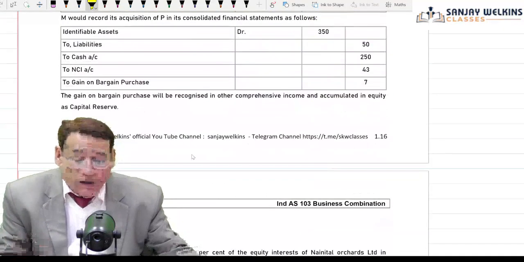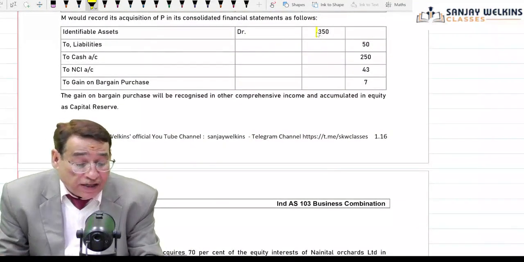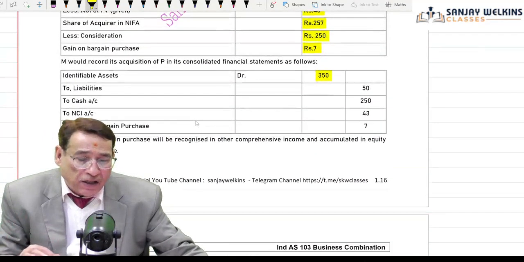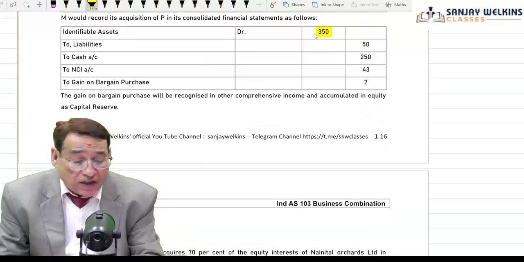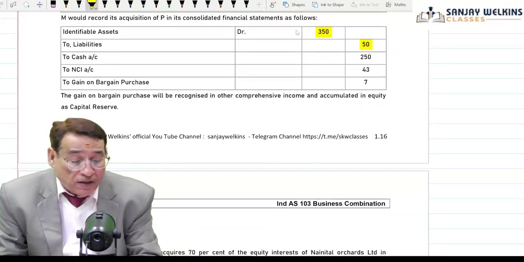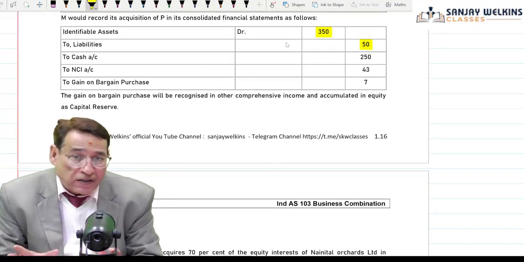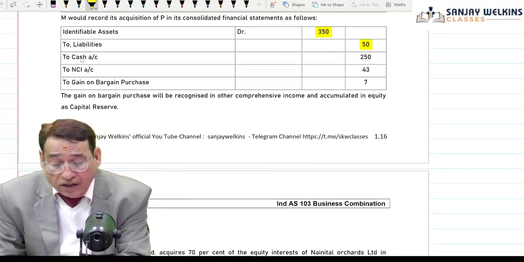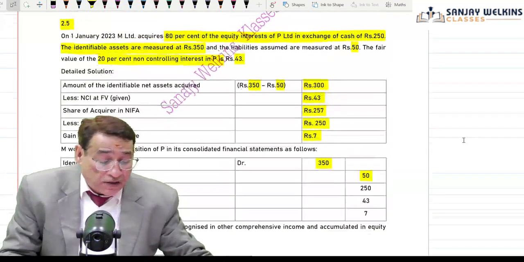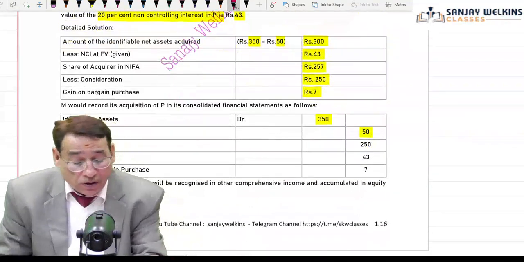And then you can pass the entry. First you write asset account debit, because in this question assets are given separately and liabilities are given separately. First write asset account debit, then write liability account. Correct? That means you have already recorded net assets now. Then you write here, in fact I will pass the entry separately just not to confuse you.